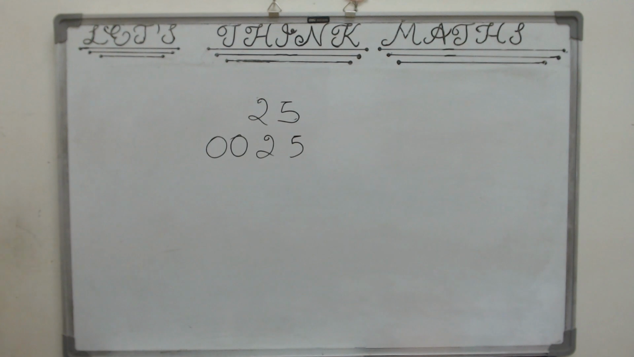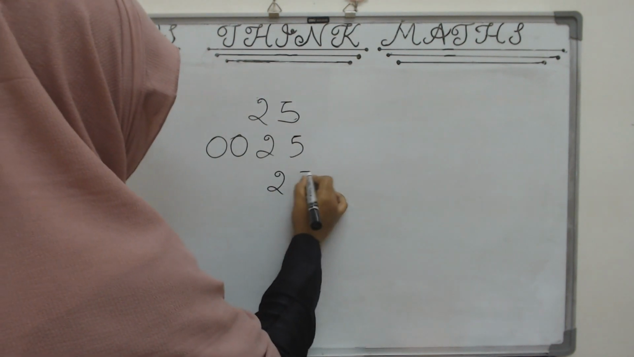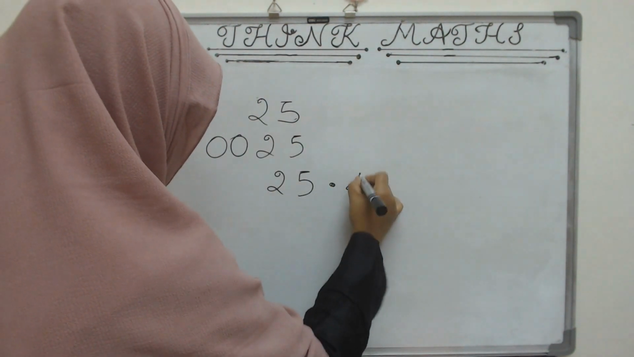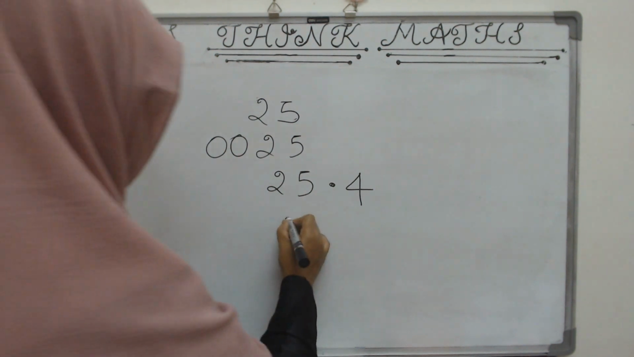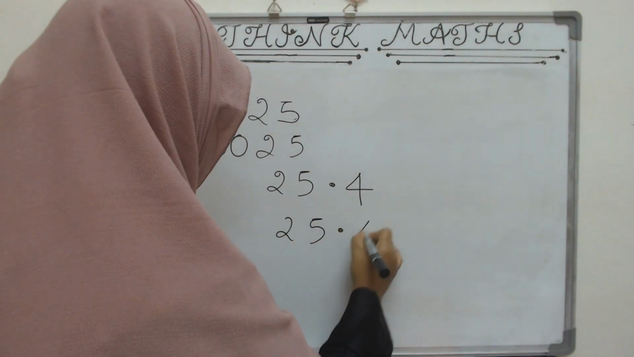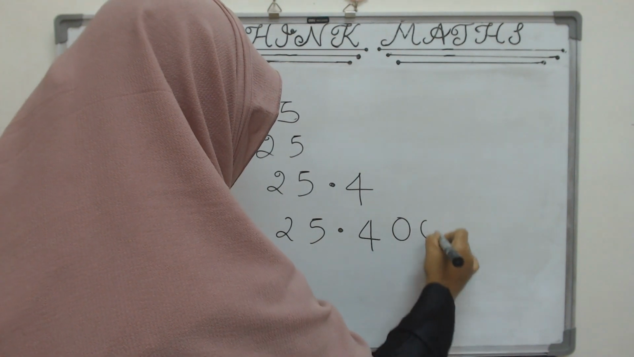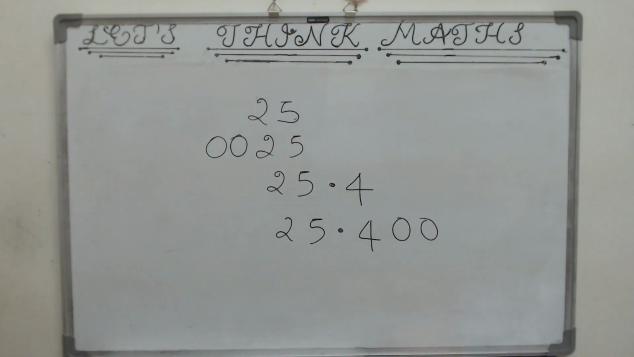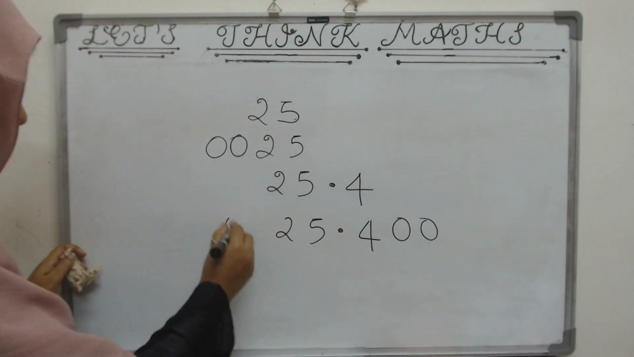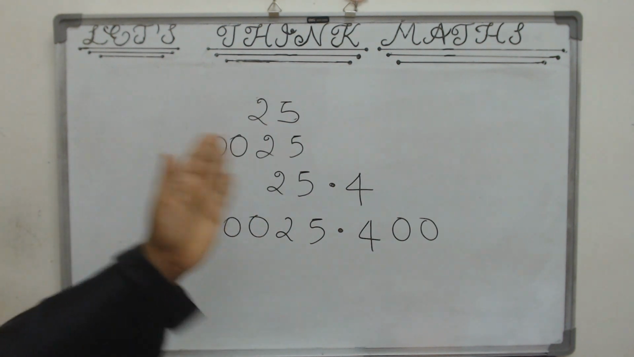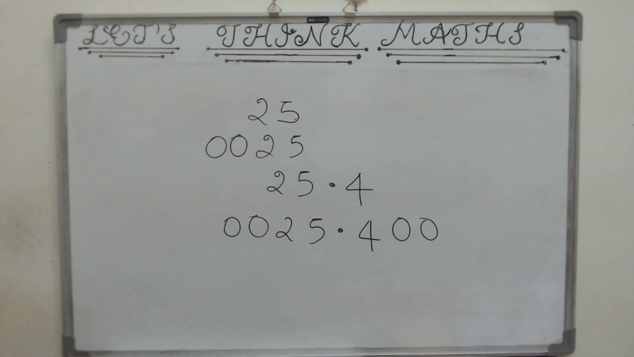Similarly, if you take a decimal number, then adding zeros after the decimal part makes no difference to its value. These two numbers are one and the same, or in other words, adding zeros before the whole number part or after the decimal part makes no difference to the value of a number.